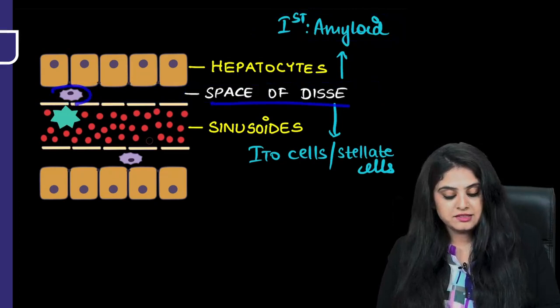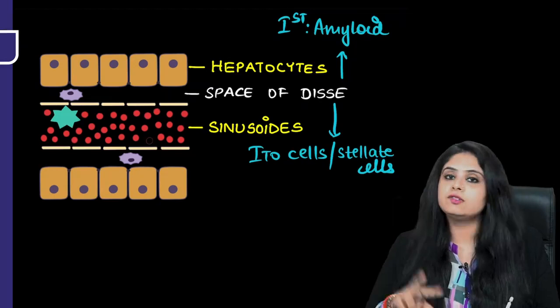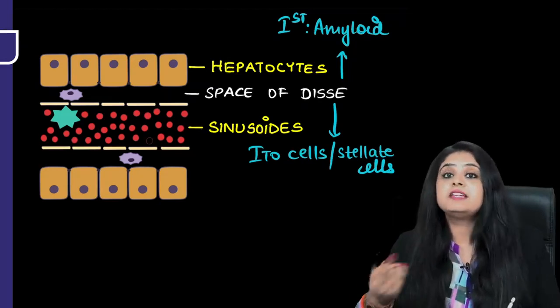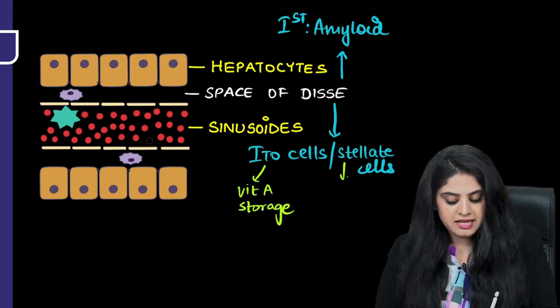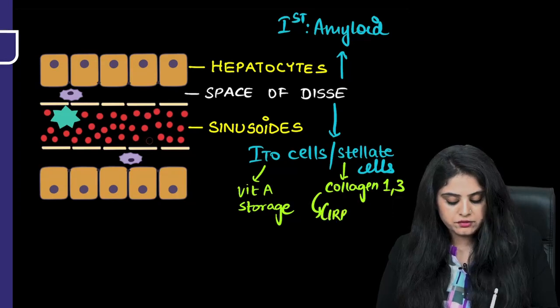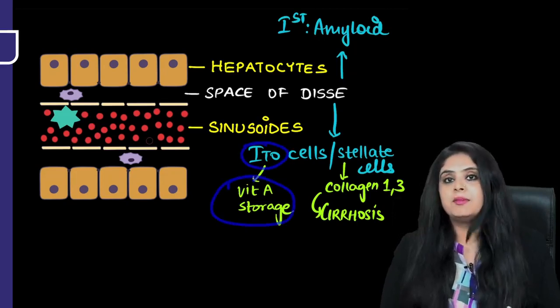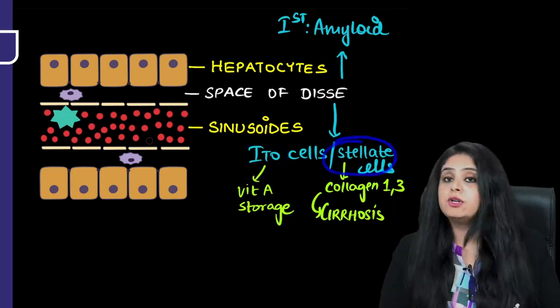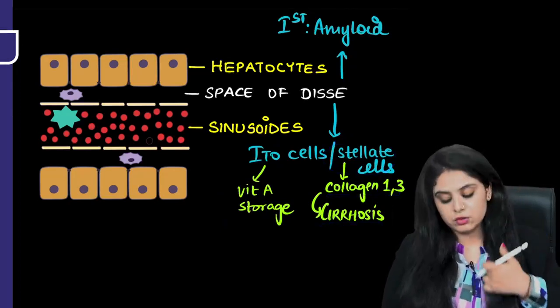And this space of Disse has a cell. Can you see a cell hiding here? That is Ito cell or stellate cell. See, Ito cell is the sleeping version of it. Stellate cell is the active version of it. The cell is the same. Ito cell is the cell which is going to store all the vitamin A for us. But when it becomes active, the active form is known as stellate cells, and that is going to lay down collagen type 1 and 3, resulting in cirrhosis of the liver. So these are the two things that you have to know. Ito cell is going to be sitting, eating and becoming fat, vitamin A. Whereas stellate is doing all the work and is going to lay down collagen 1 and 3 and cirrhosis of the liver. These are all previous year questions.